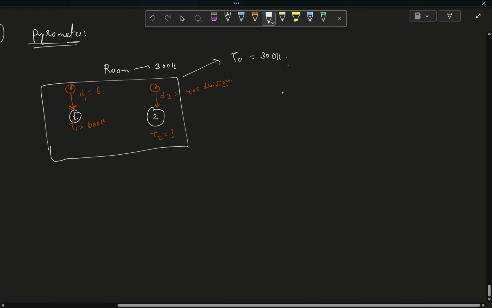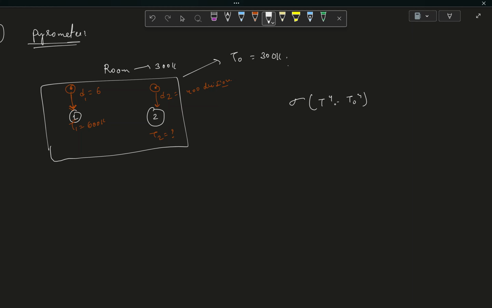And you have to use that formula of Stefan's modified formula: if there is a black body at a temperature T and there is a surrounding of that body at a temperature T0, then the radiation that is emitted per unit time per unit area is just sigma times T to the power 4 minus T0 to the power 4. This is the energy per area per time that is radiated from the black body, okay.